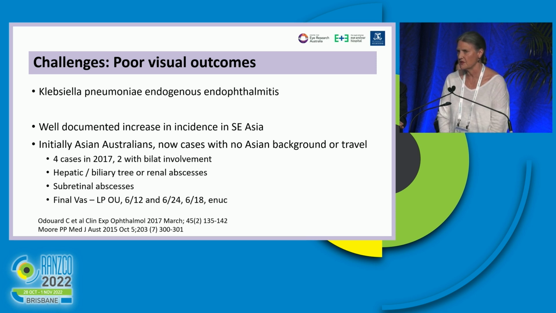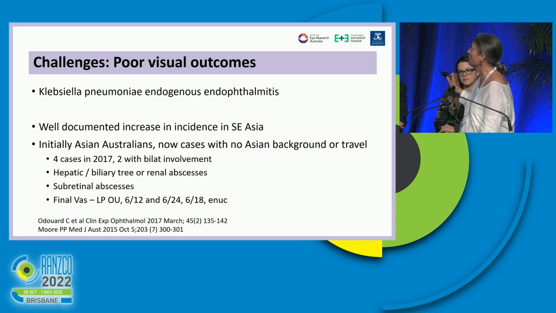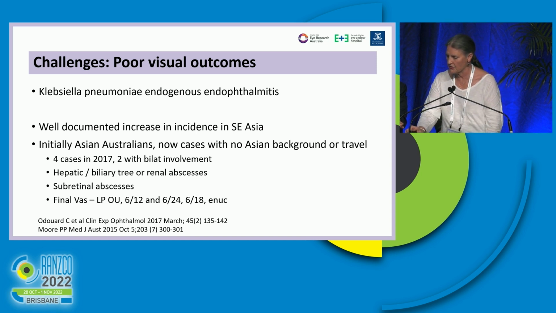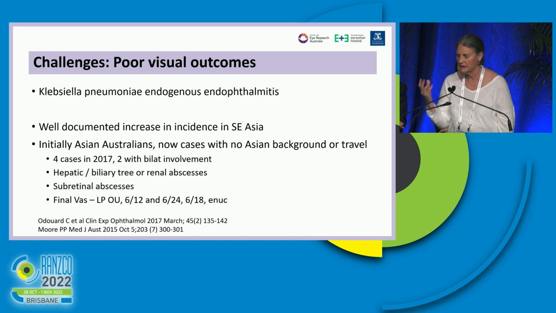The problem is that these patients do very badly. They often have bilateral involvement, they present with subretinal abscesses, and those final visual acuities here in the bottom row: light perception in both eyes, an enucleation, and only moderate visual outcomes in the other 3 eyes. So we're clearly not winning the battle.